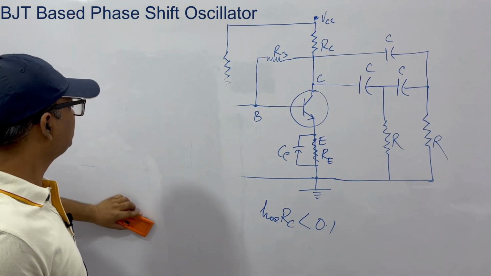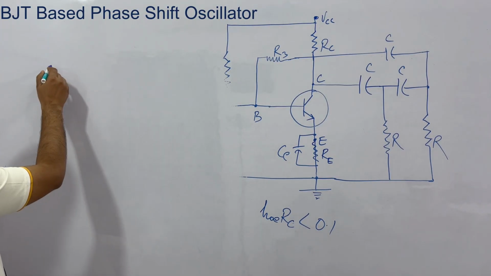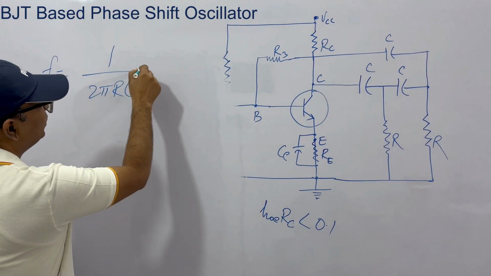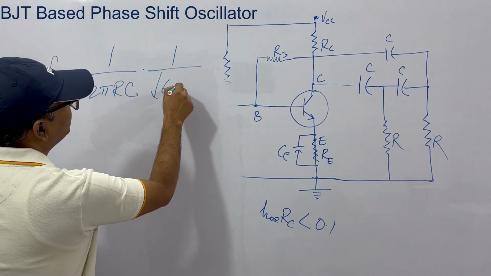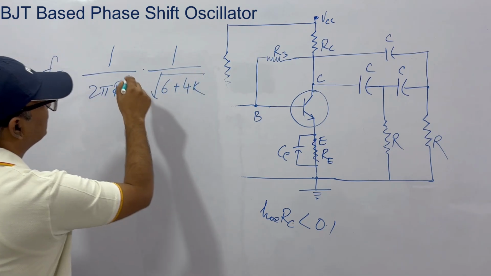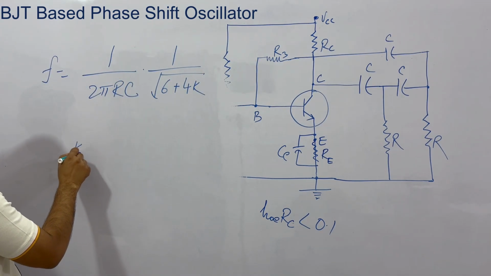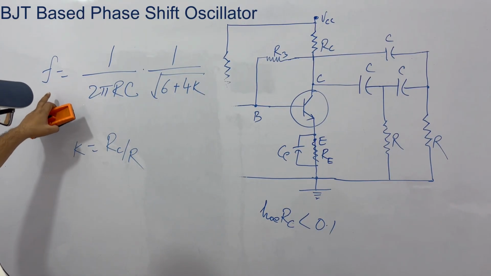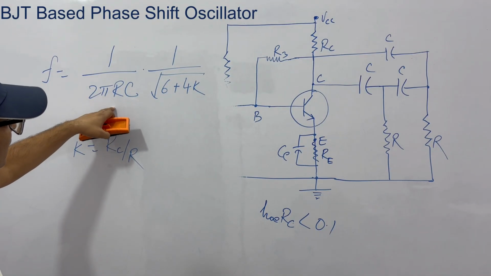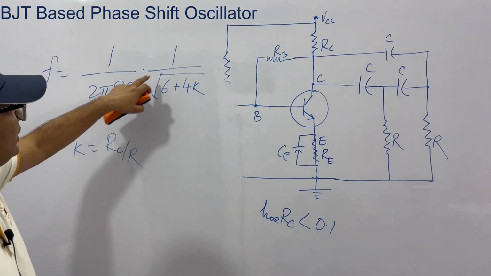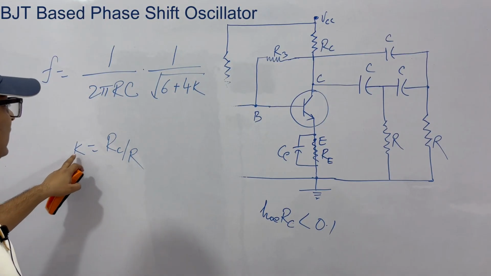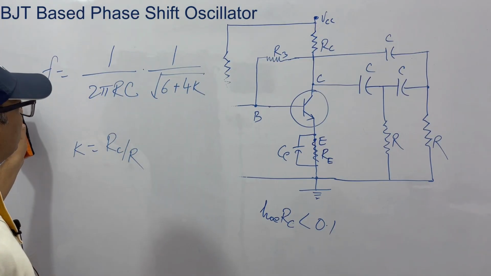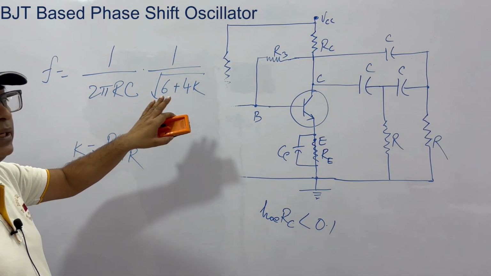Finally what we get for this circuit is that your frequency is equal to 1 by 2 pi RC into 1 by root over 6 plus 4K. You should learn this formula. K is what? K is actually RC by R. This is the ratio, RC by R. So from here you get the frequency. Clear? F is equal to 1 by 2 pi RC into 1 by root over 6 plus 4K, where K is RC by R. This is how you can design the circuit. Clear? And this is the part for which you will have the 180-degree shift.